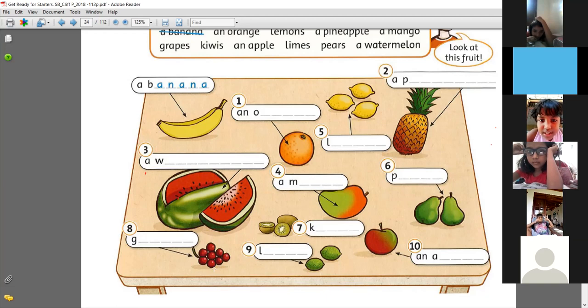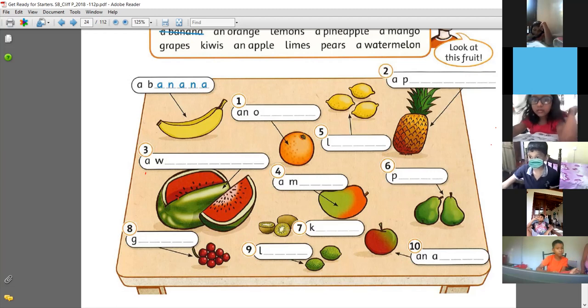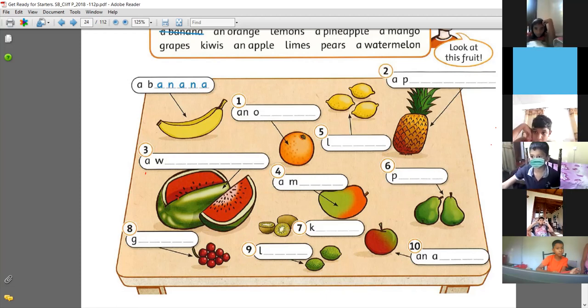I can't see. This one, number eight. What are these? Number eight. Grapes. These are grapes. Yes, they are grapes. Okay, Chanuki, number seven. What are these? Kiwis. These are kiwis. Yes, they are kiwis. Next one, number nine.